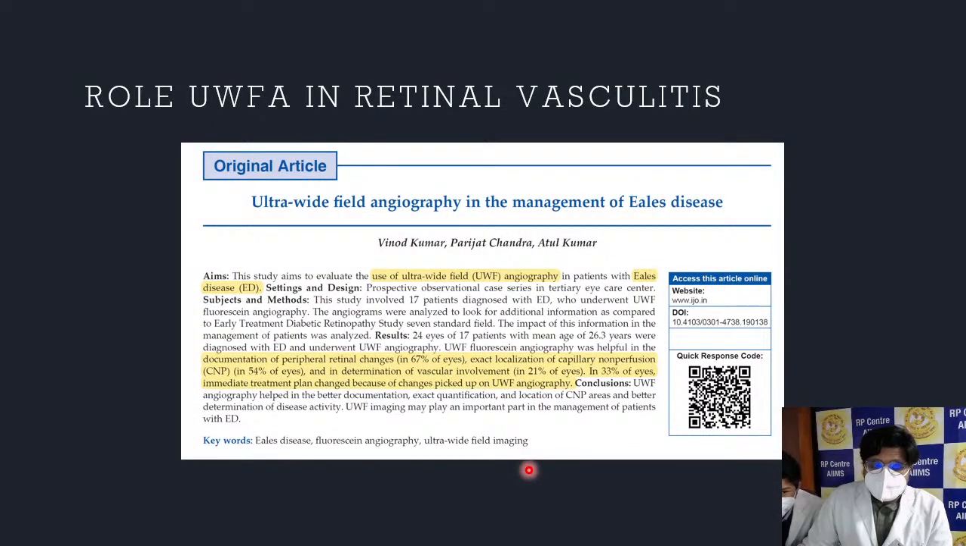While the role of UWFA has evolved in retinal vasculitis, there was a study done at RP Center on the use of ultra-wide field angiography in Eales disease. It was observed that documentation of peripheral retinal changes was better, in 67% of eyes, and the exact localization of capillary non-perfusion areas was seen in 54% of eyes, and the determination of vascular involvement in 21% of eyes. And in 33% of eyes, the immediate treatment plan was changed because of the changes picked up on UWFA.